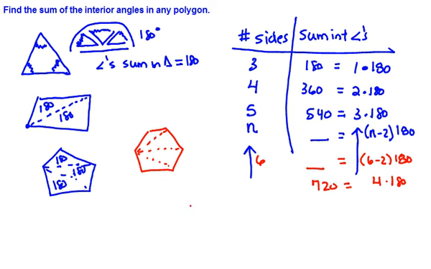So my final answer is, if I want to find the sum of the interior angles in any polygon, the sum of the interior angles is equal to the number of sides n minus 2, that quantity, times 180 degrees.